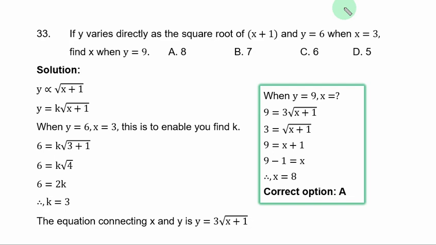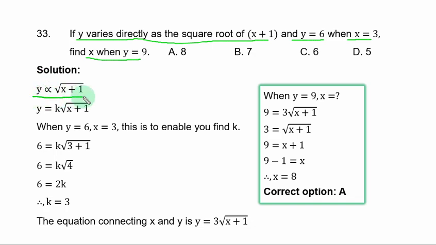Question 33. If y varies directly as the square root of s plus 1 and y is equal to 6 when s is equal to 3, find s when y is equal to 9. Solution. If you interpret the first line of the question under direct variation, you have this result.